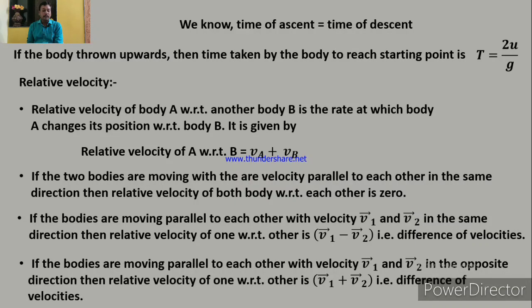The third point is if the bodies are moving parallel to each other with velocities v1 and v2 but in opposite directions, then the relative velocity of one with respect to the other is v1 + v2, the sum of the velocities.